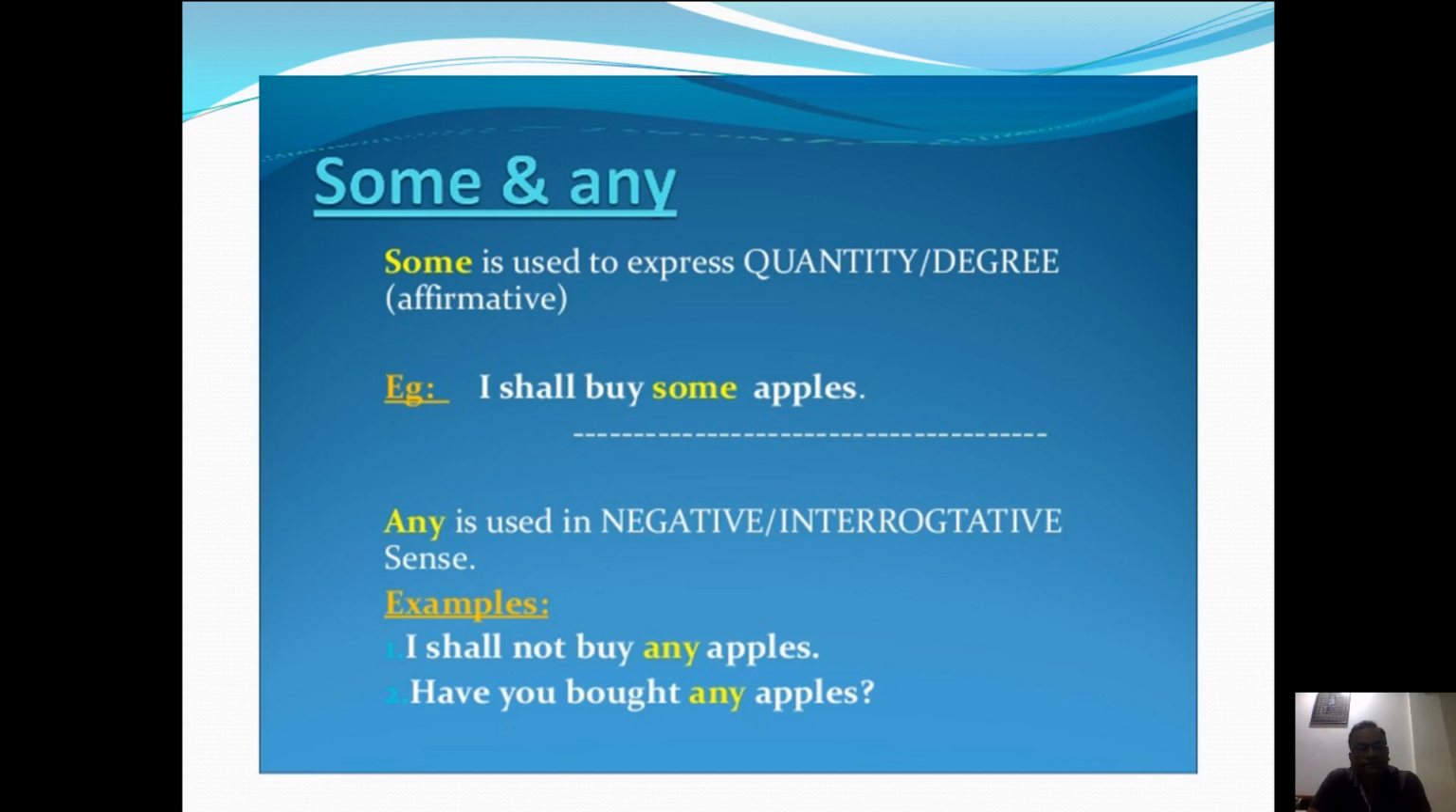Example number 1: I shall not buy any apples. You got it? I shall not buy any apples. Have you bought any apples? The first example gives information about a negative sentence, or negative sense. The second example is about interrogative: have you bought any apples? Like that we have asked.